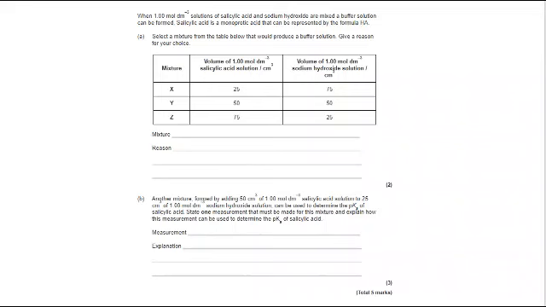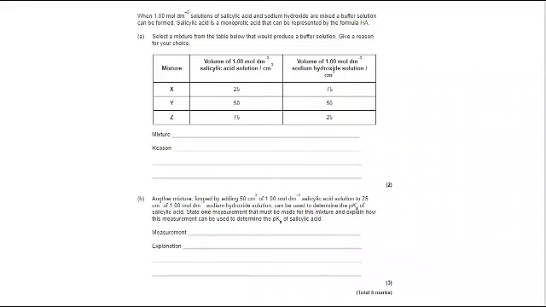And now let's take a look at the answers. So we've got 1 mole per decimetre cubed solutions of salicylic acid and sodium hydroxide. Important to know: equal concentrations. Forming a buffer solution. Salicylic acid is a monoprotic acid and can be represented by the formula HA. So that's a mixture that would produce a buffer solution.